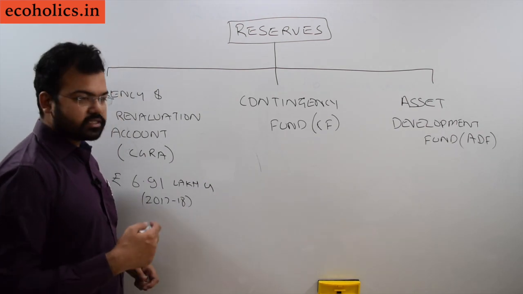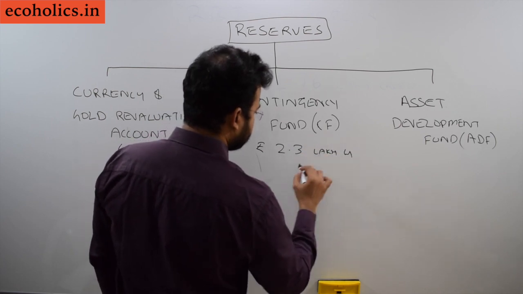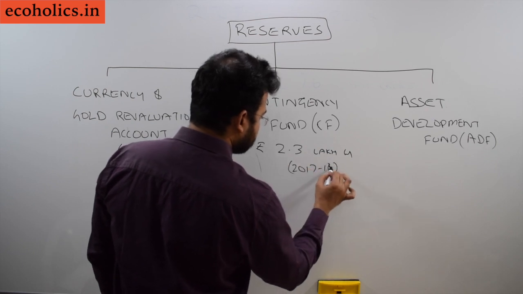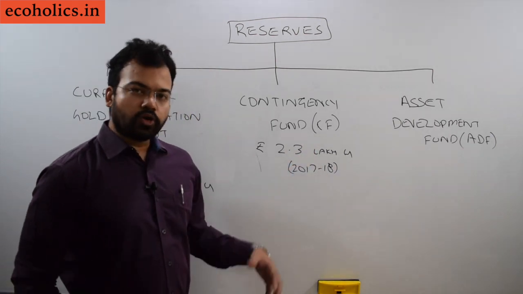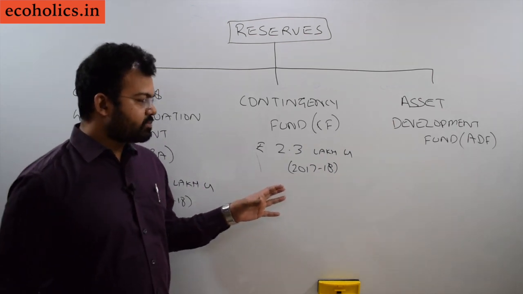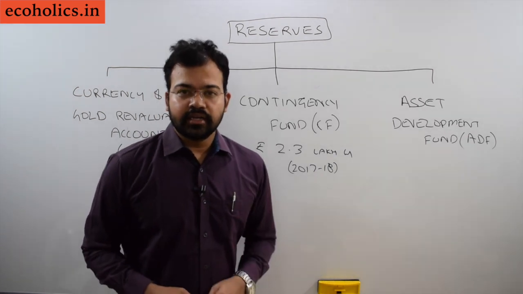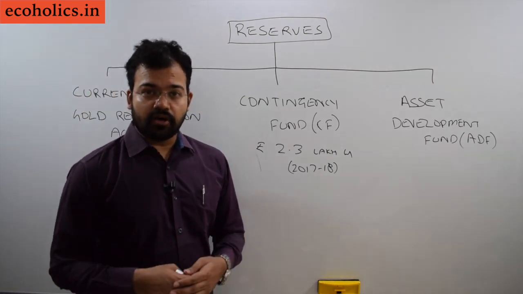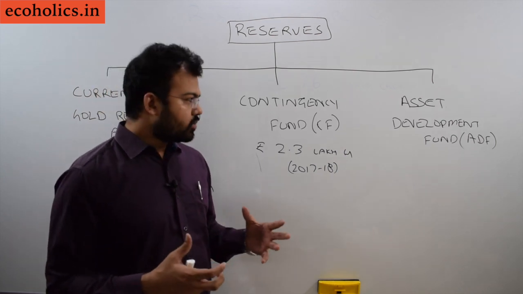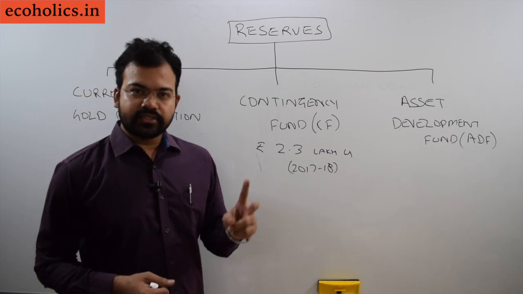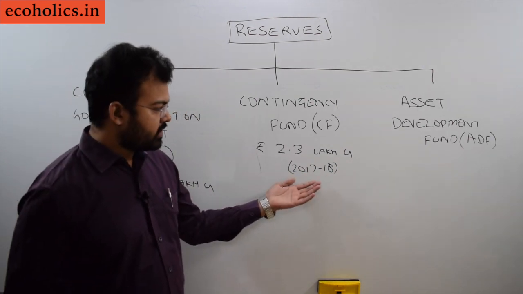The second one is the contingency fund. In 2017-18, the same fiscal, the contingency fund had a total amount of 2.3 lakh crore. Now what constitutes this contingency fund? RBI timely puts certain amounts of money into the contingency fund account in order to mitigate exchange risk, that is the depreciation of the rupee, etc., and for monetary policy decisions. So there are two kinds of contingency that RBI controls under this fund. The first is monetary policy decisions, the second is currency risk.